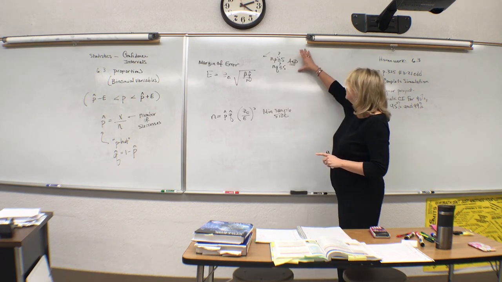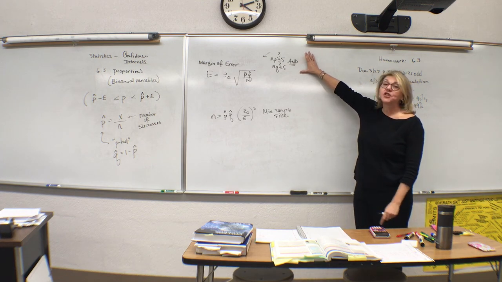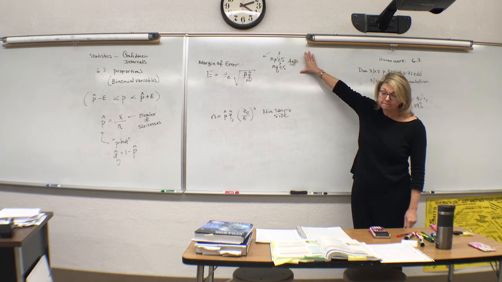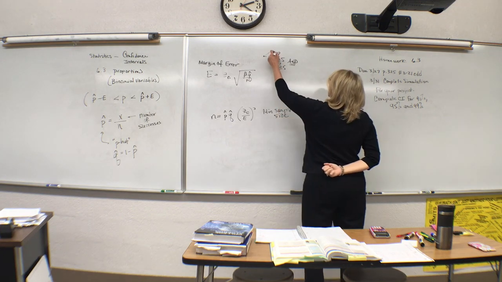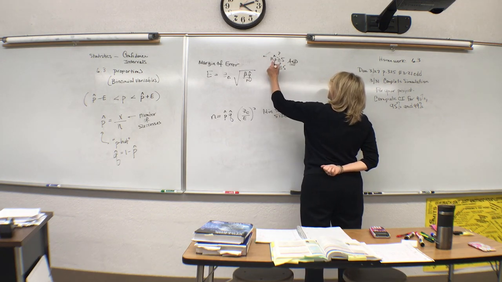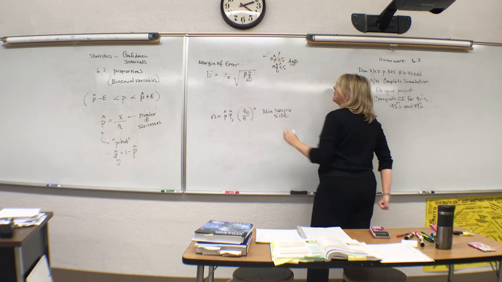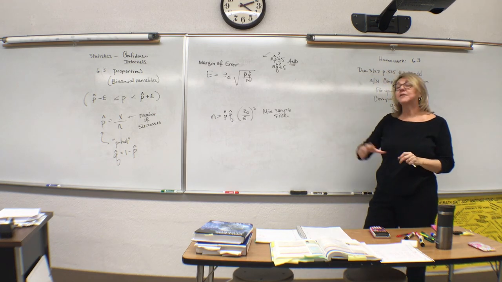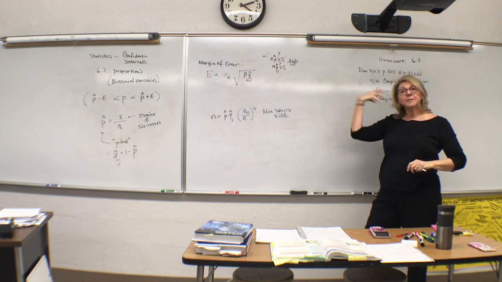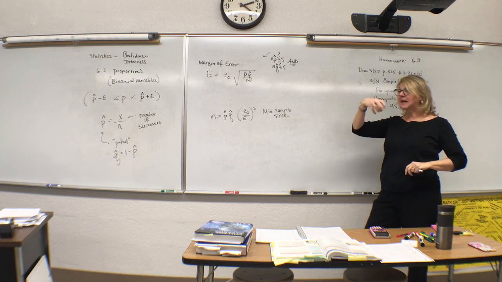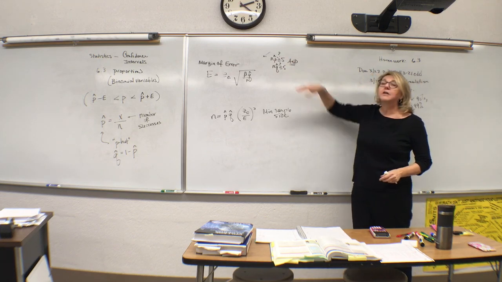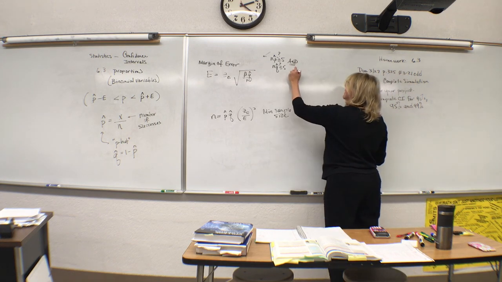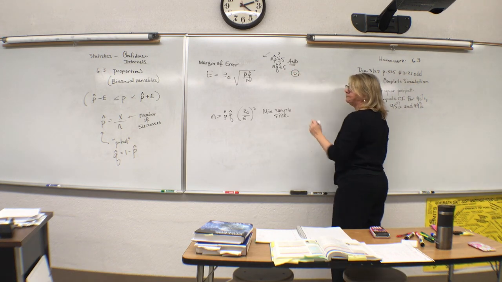However, we are going to ask ourselves the same kinds of questions that we were asked before. Only this time, when we're working with sample data, we're asking ourselves, is n times p hat greater than or equal to 5, and is n times q hat greater than or equal to 5? So that's sample size times the proportion of successes in our sample, and sample size times the proportion of failures. If both of those are greater than or equal to 5, then we get to proceed.